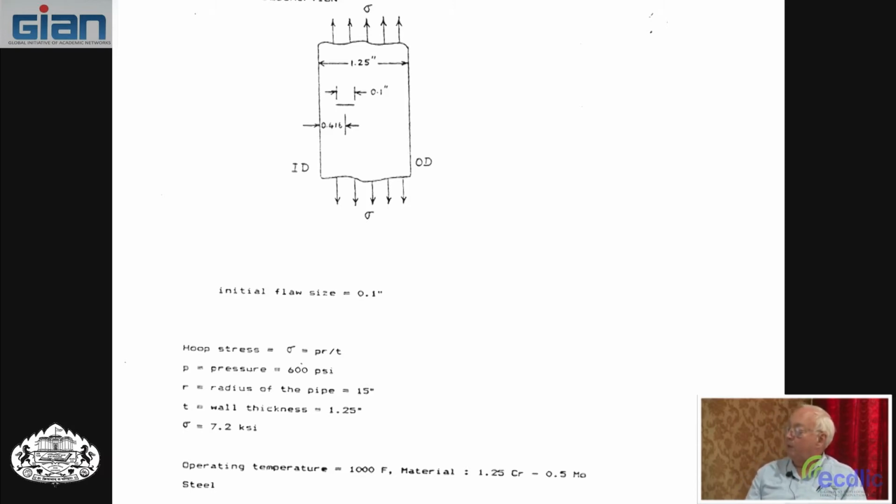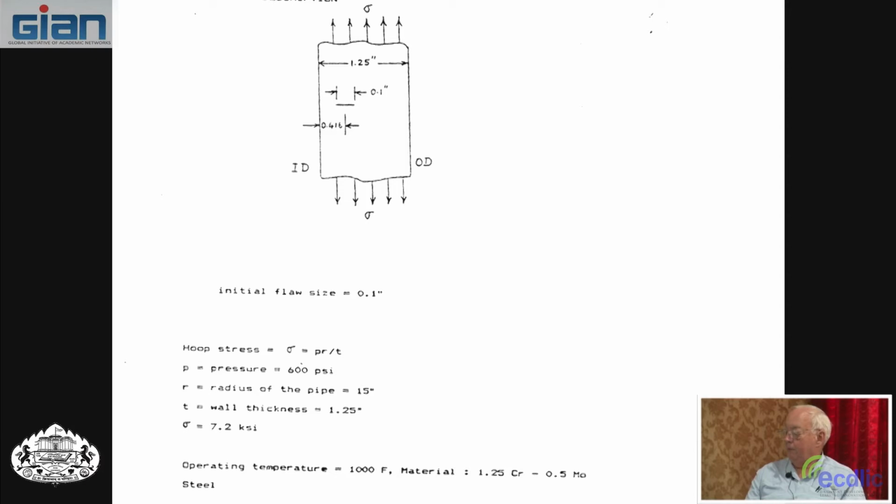The pressure was 600 PSI. The radius of the pipe was 15 inches, and wall thickness 1 1/4 inch. Stress came out to be 7 KSI. 7 KSI would be about 50 MPa, so not a real high stress. The material was operating at 1000 F, and it's 1 1/4 chrome, half moly.